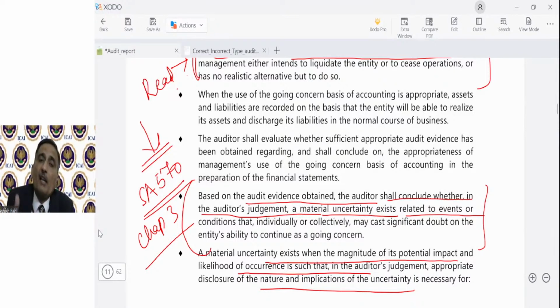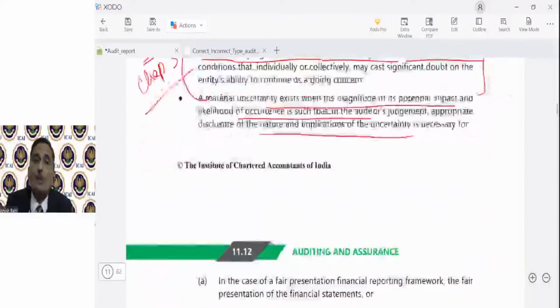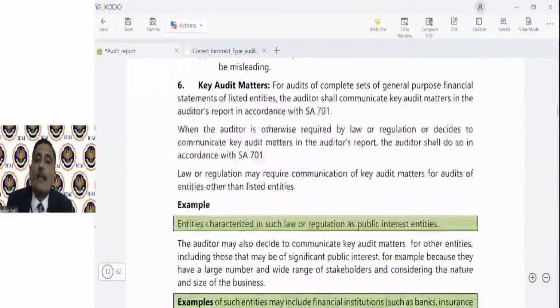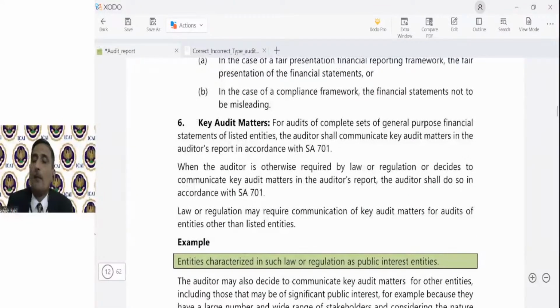this going concern assumption is implicit, it is implied. But what happens when the auditor evaluates that this is not a case of going concern, that there is a serious doubt on the ability of the company to continue as a going concern, a material uncertainty exists? Then he has to report. Okay. Then another thing comes, key audit matters.